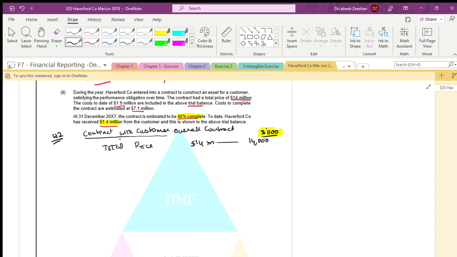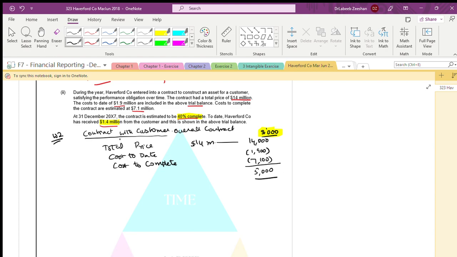Now, what we have to do is take into consideration the cost to date. How much is the cost to date? 1.9. Next, the cost to complete. We want to know how much is added. The cost to complete is 7.1. How much is the difference? The difference is 5,000. Keep it like that only.